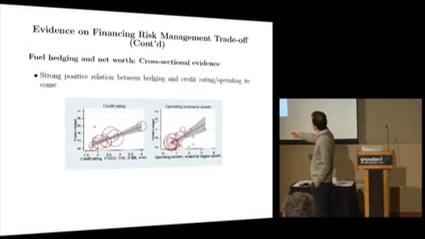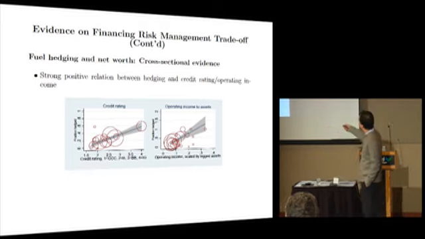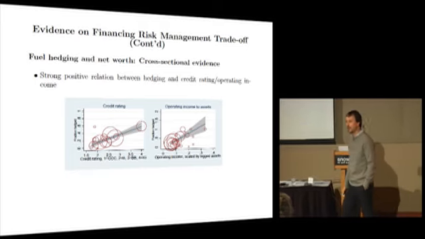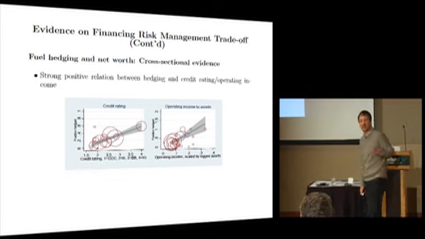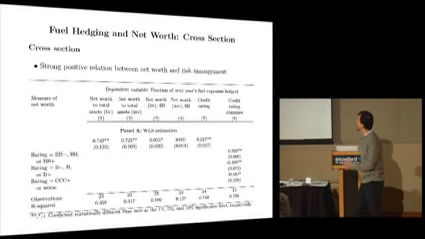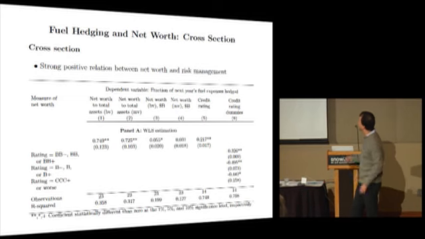We also look at credit ratings, which look similar, and then we'll later look at operating income as well. And again, it looks similar. So it's the better capitalized firms that hedge more. This is all cross-sectional evidence, but of course, we can do it in a regression analysis.